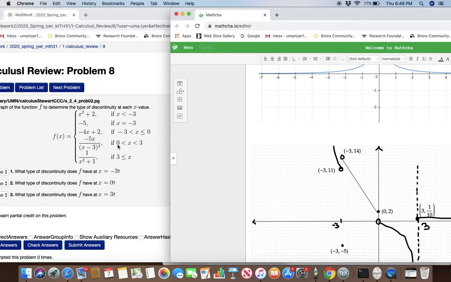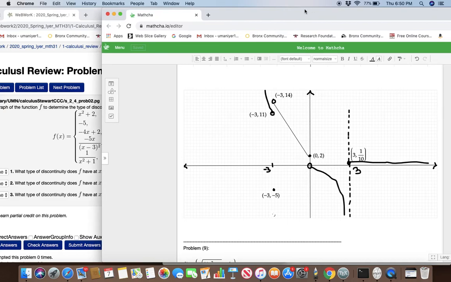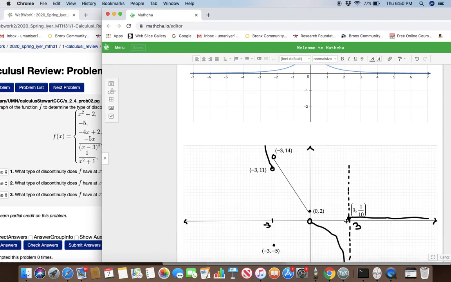After 0, I have to resort to this function. This function, remember, had a vertical asymptote at 3. So from 0 to 3, I have a vertical asymptote. And after 3, including at 3, I'm using this function. So from 3, I'm taking that piece and I have drawn it here.